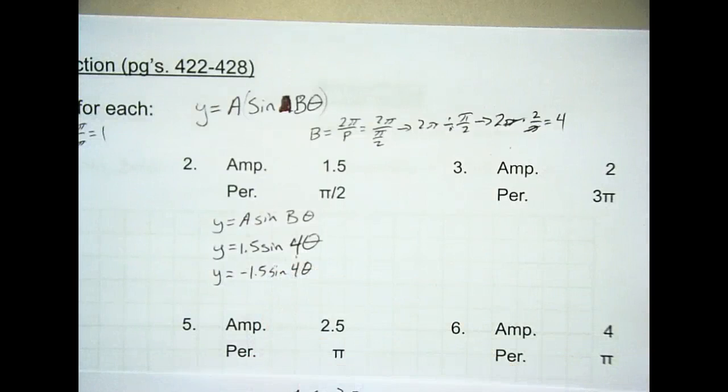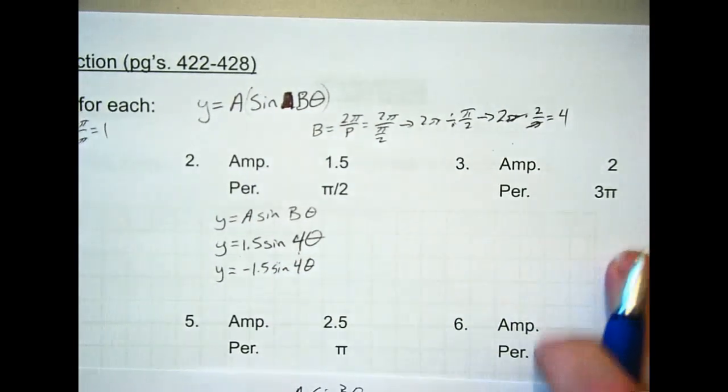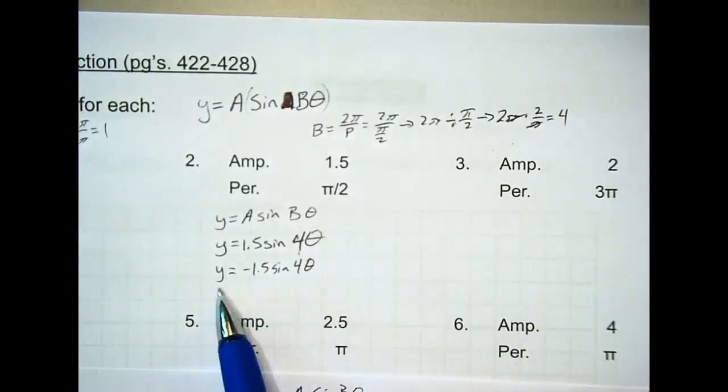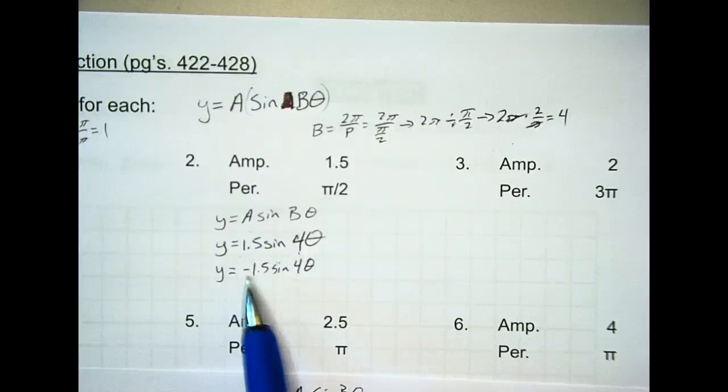How do you know whether it's going to be positive or negative once you're graphing? Once you're graphing, how do you know? They're going to give you an equation. They're going to tell you what to graph.